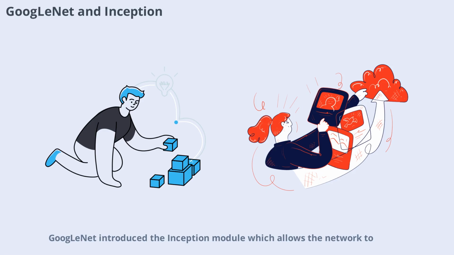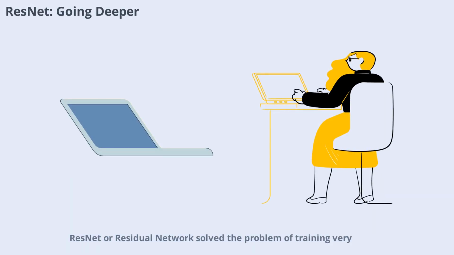GoogleNet introduced the Inception module, which allows the network to process information at multiple scales simultaneously. This innovation made CNNs more efficient and powerful, enabling them to handle complex images with fewer parameters. ResNet, or residual networks, solved the problem of training very deep networks by introducing shortcut connections. These shortcuts help the network learn faster and achieve even higher accuracy. ResNet's design has influenced many modern CNN architectures.